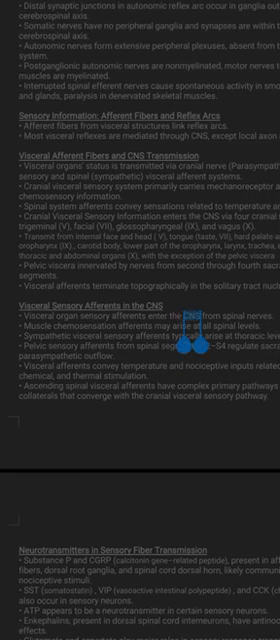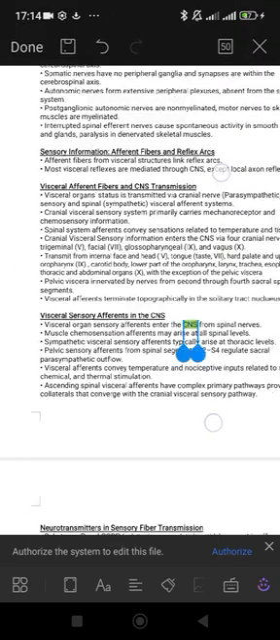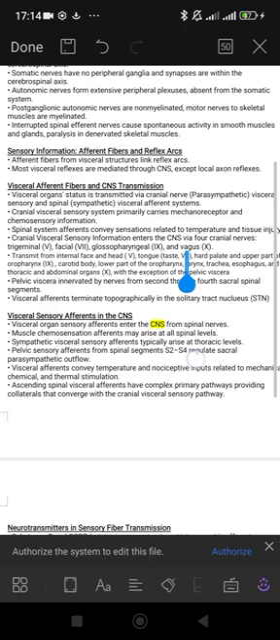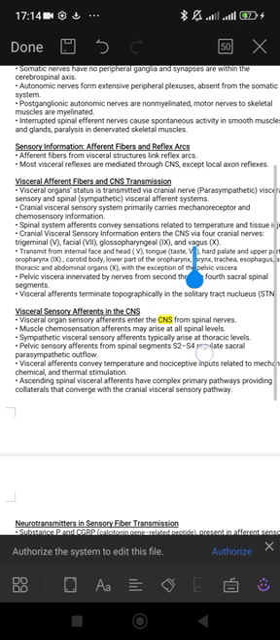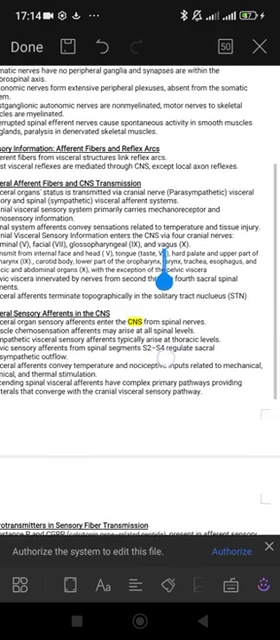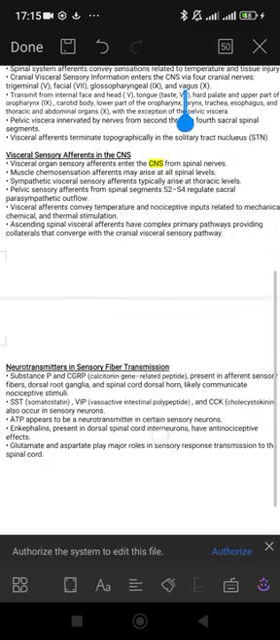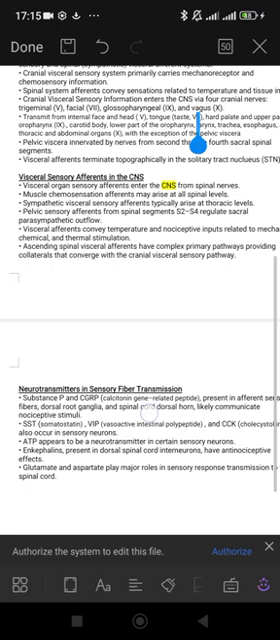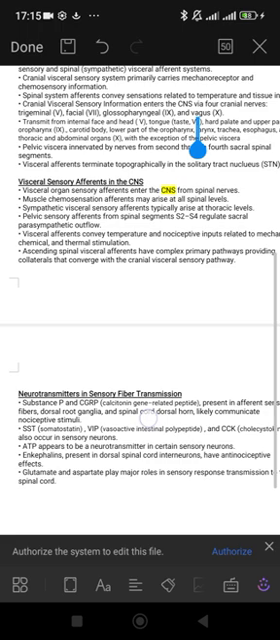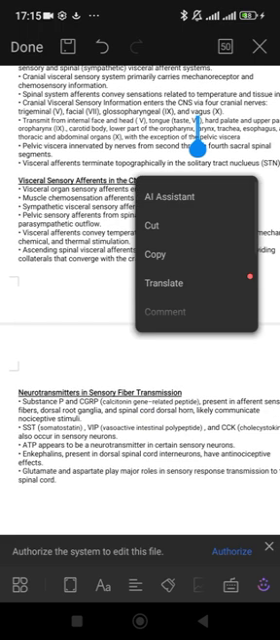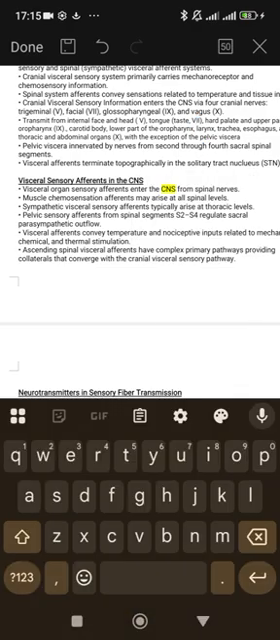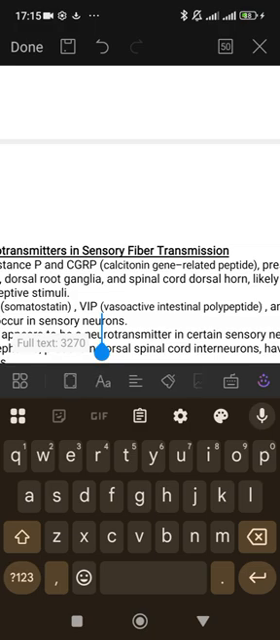I said that the cranial visceral sensory system primarily carries mechanoreceptor and chemosensory information. Understand the word primarily. Then the spinal system afferent conveys sensation related to temperature and tissue injuries. Then I came back and said that the muscle chemosensation afferent may arise. The first one is primary, and when something is primary, it doesn't mean it is exclusive. I said may arise. Understand the adjectives. Is that clear? Yes, sir.